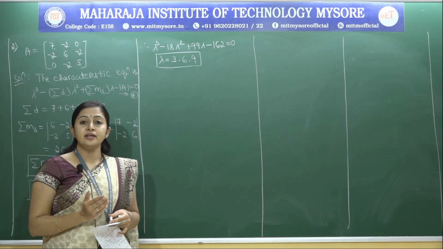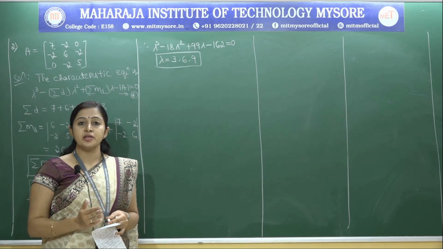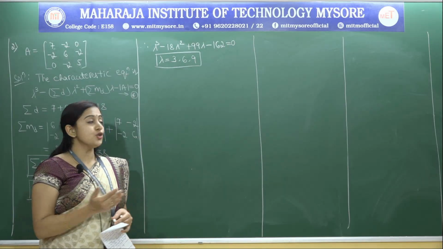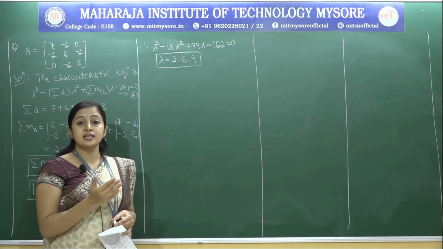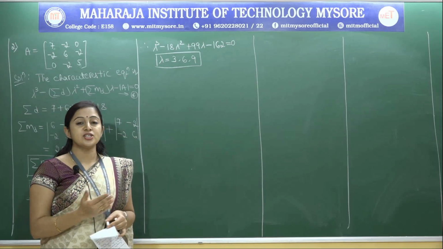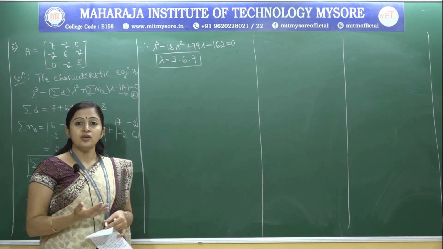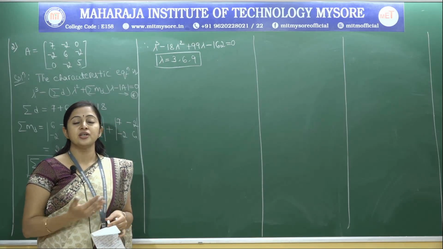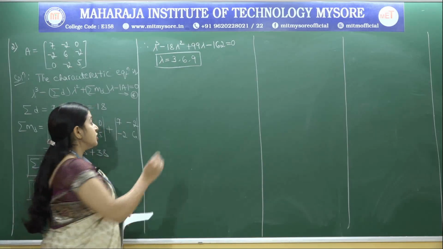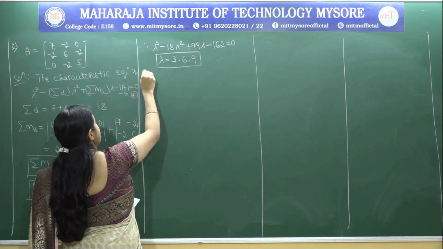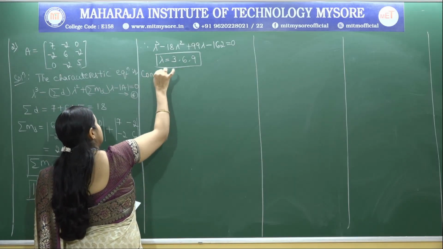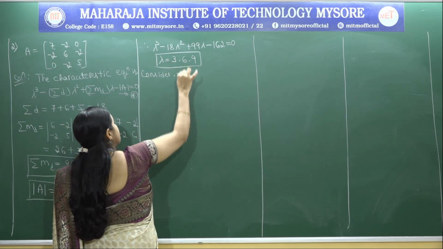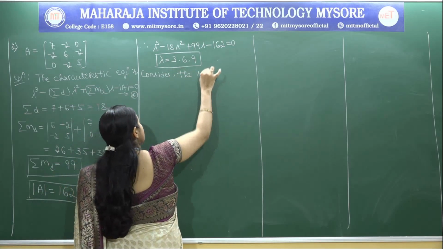Then to find the eigenvectors, consider the system of linear equations. Then substitute lambda equals 3, 6 and 9 to the corresponding system of linear equation. Then solve that by cross multiplication, you will get the eigenvectors. So write this step by step. Next, consider the system of linear equations.